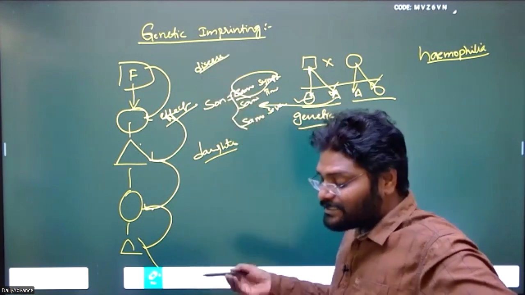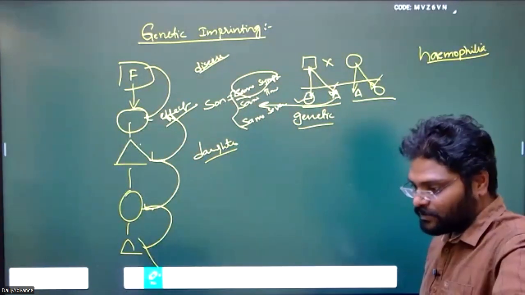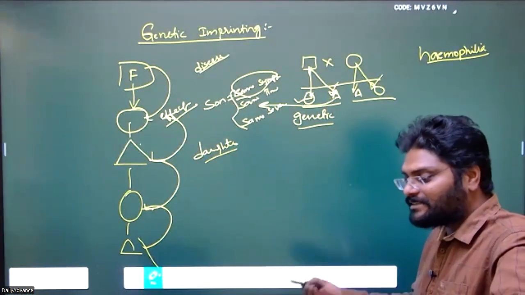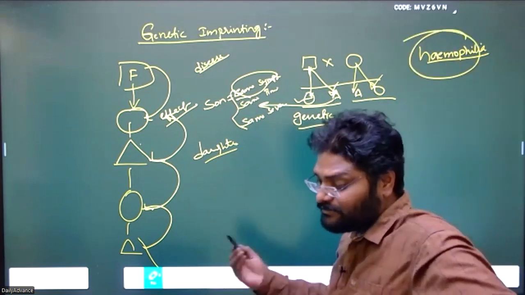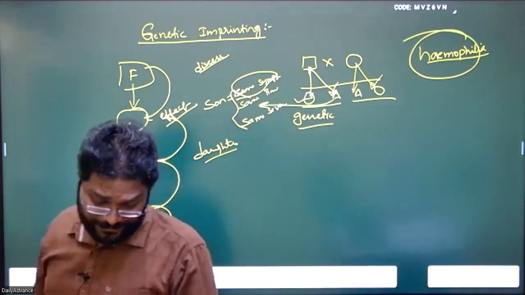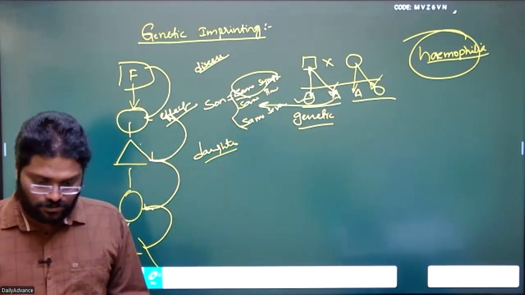We don't give it a separate name in every generation because the symptoms are the same in every generation. It is reappearing. That's why hemophilia appears in every generation. So this is how we call it. Understand?